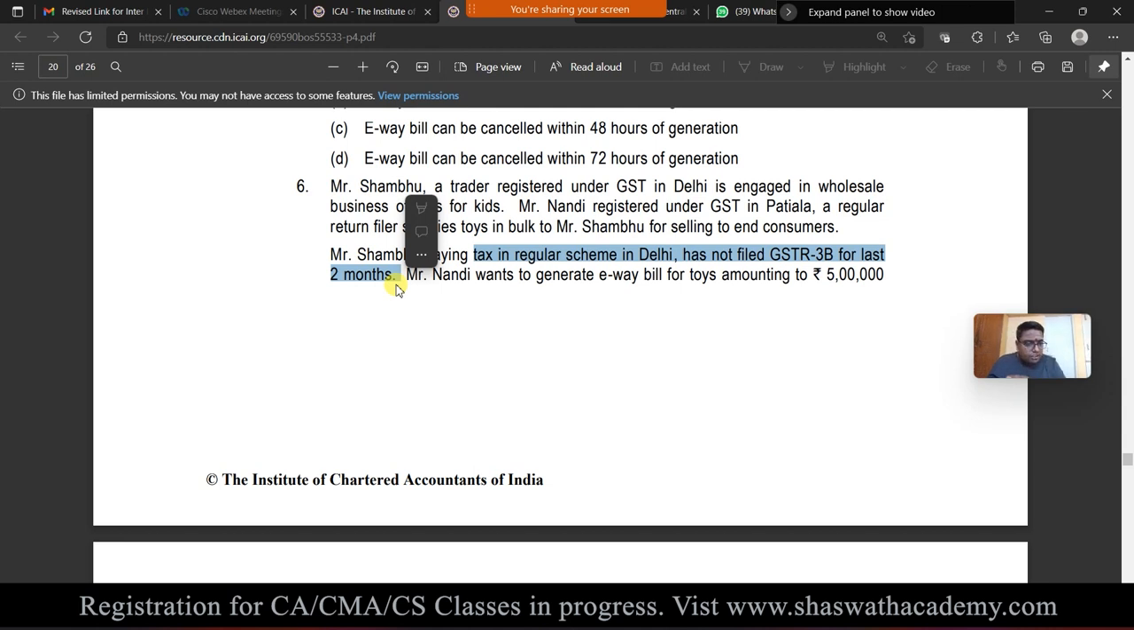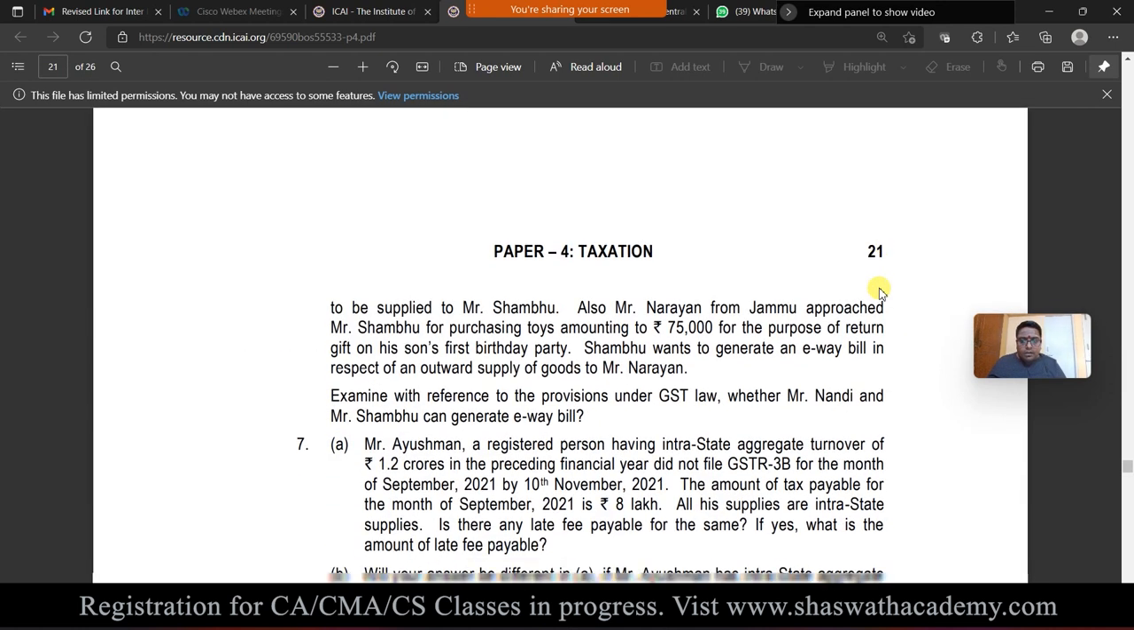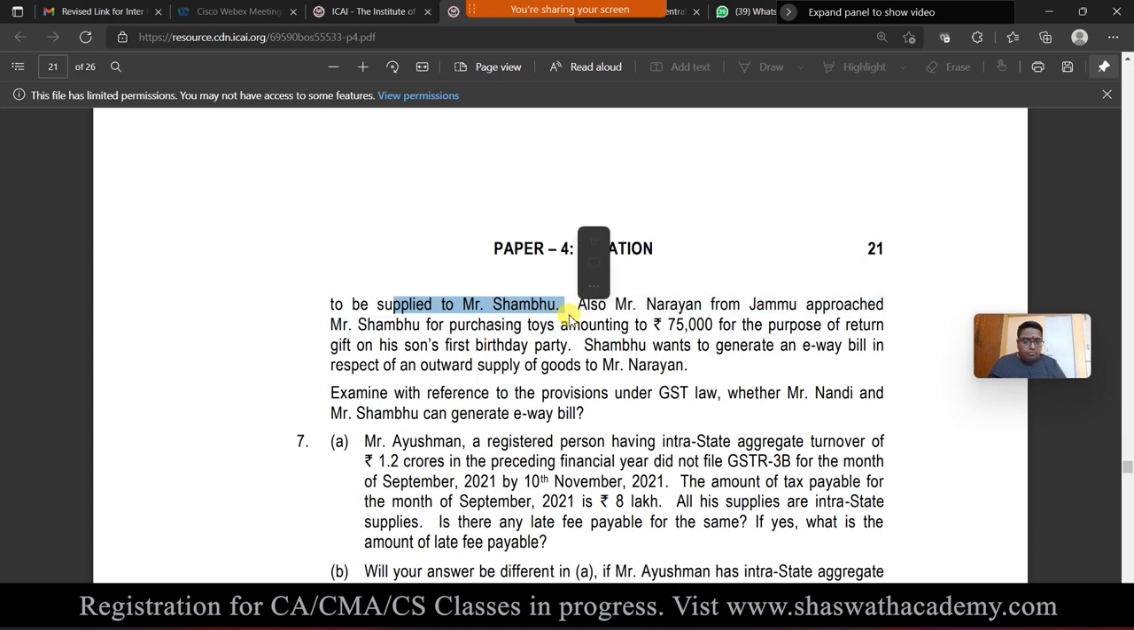Straight away the restriction comes into the picture. Mr. Nandi wants to generate an e-way bill for toys amounting to rupees 5 lakh to be supplied to Mr. Shambhu. Also, Mr. Narayanan from Jammu and Kashmir approached Mr. Shambhu for purchasing toys for 75,000 for return gifts for his son's first birthday party. Mr. Shambhu wants to generate an e-way bill in respect of the outward supply made to Mr. Narayanan. Examine with reference to the provisions of the GST law whether Nandi and Shambhu can generate e-way bills.